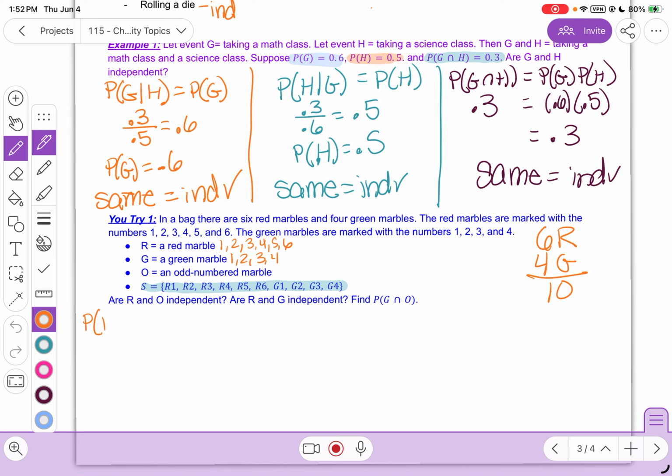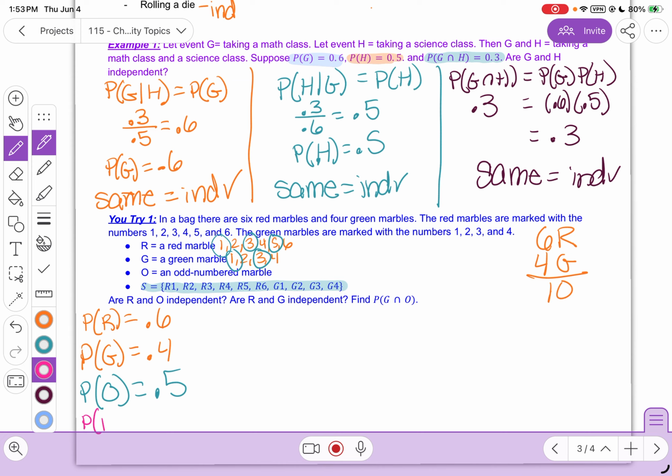So let's find the probability of R. So the probability of red is 6 out of 10, or 0.6. Probability of green is 4 out of 10, or 0.4. The probability of odd, there's 1, 2, 3, 4, 5. There's 5 odds, so that would be 0.5. And then if we look in there, we're going to need all of those. So probability of R and O, R and odd, there's 1, 2, 3. So R and odd, there's 3 out of 10.